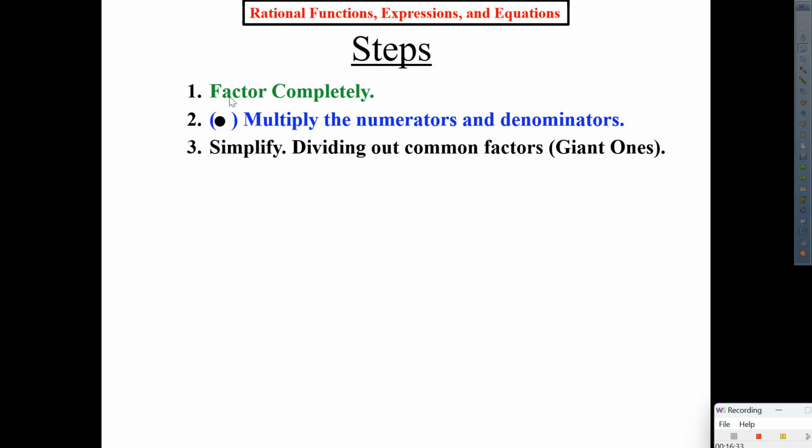So, step 1, we're going to factor completely. Did I show you how to do that with numbers right now? Yes. Then you multiply the numerators, then the denominators, and at the end we simplify by dividing out the giant ones. Straightforward. Okay?